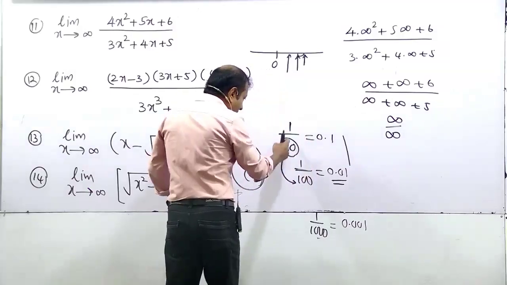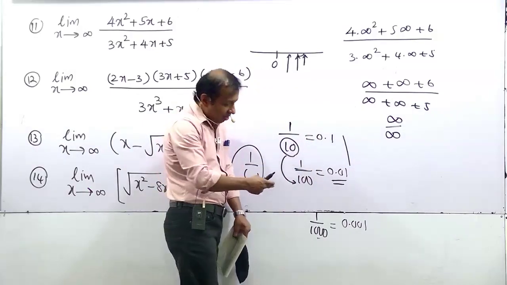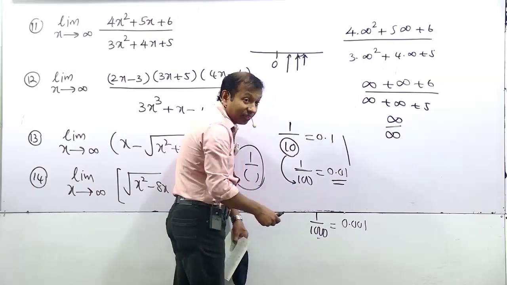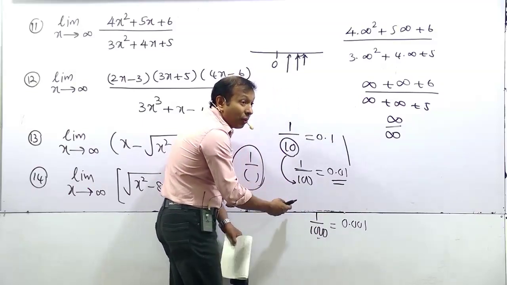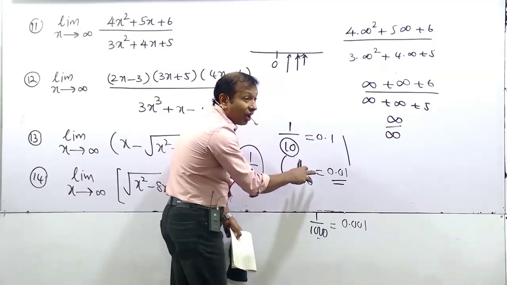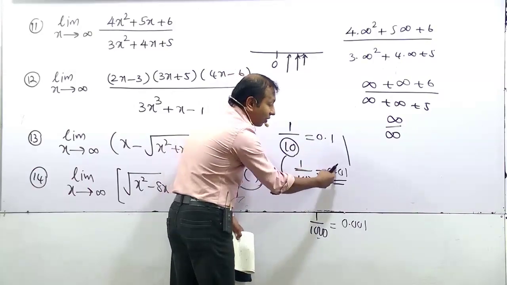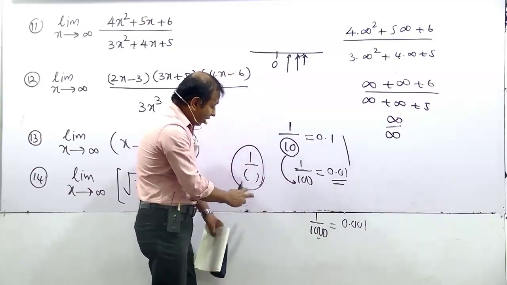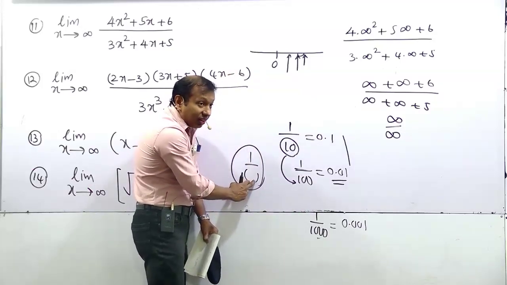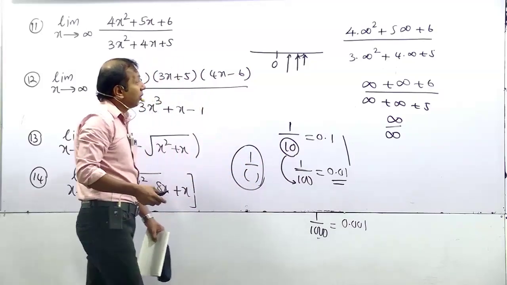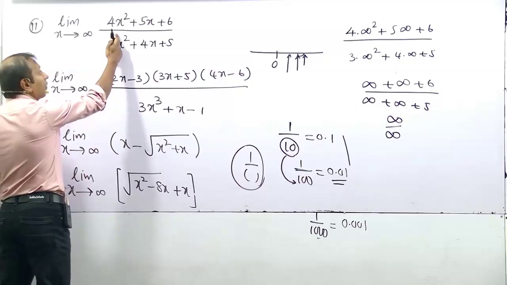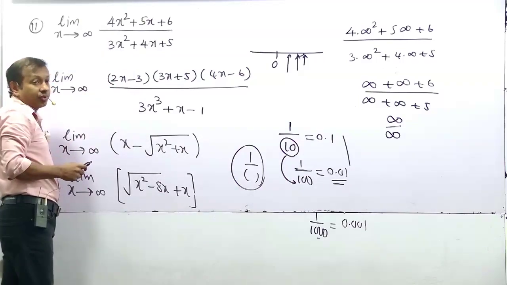1 over 10, 0.1. 1 over 100, 0.01. 1 over 1000, 0.001. Once the denominator is going to bigger values, the overall fractional answer goes closer to what? 0. Then once the denominator goes to infinity, what happens? This fraction will be 0. So therefore, people, when we evaluate this limit, what we do is this.